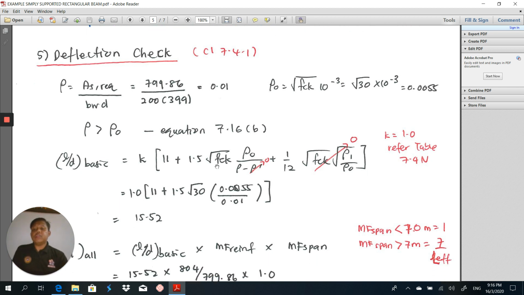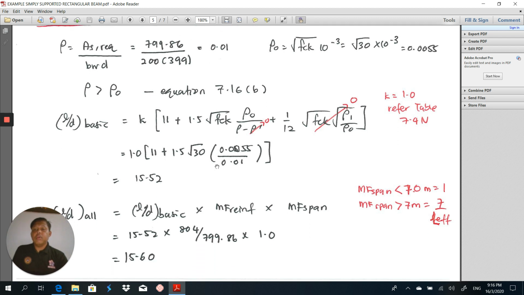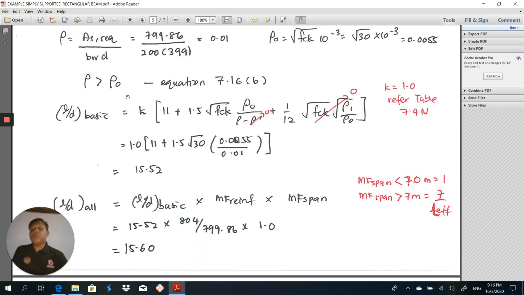So in order for us to calculate the deflection check, we have to determine whether rho is more than rho naught or rho less than rho naught, which determines the equation we use to calculate L over D basic. If we get rho more than rho naught, equation 7.16b is applied. If we get rho less than rho naught, equation 7.16a is applied. In order to calculate, rho is equal to AS required over BWD, which is this answer. Rho naught is equal to the square root of FCK times 10 power of minus 3.